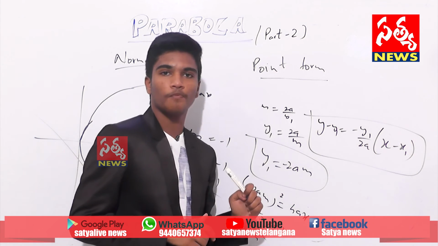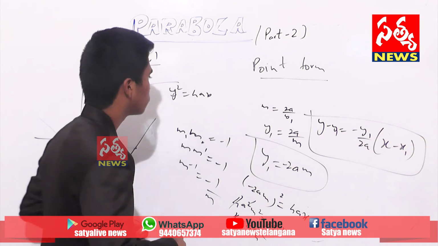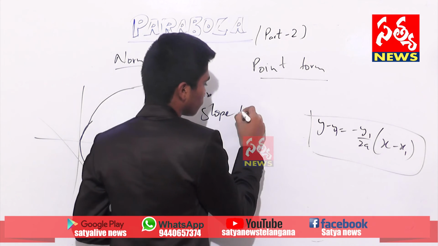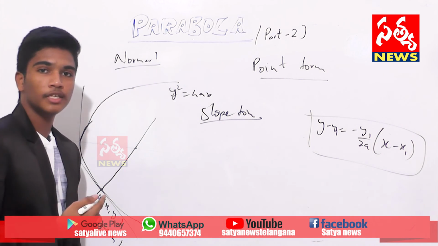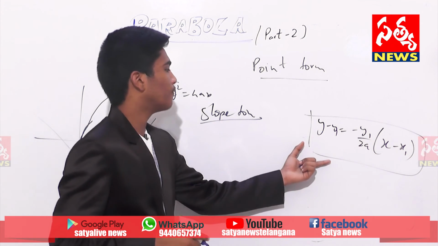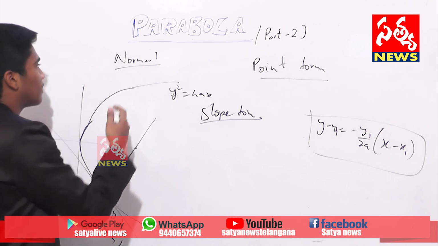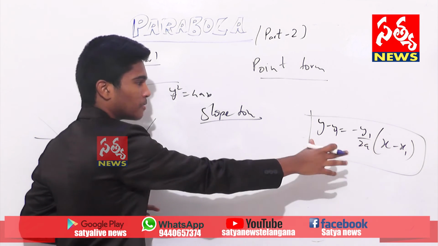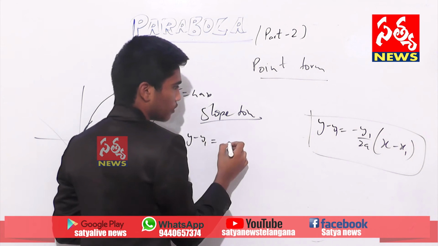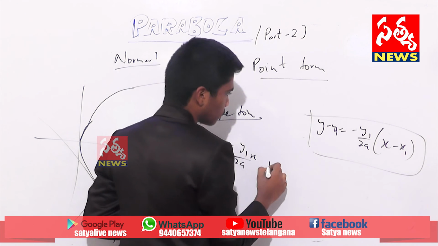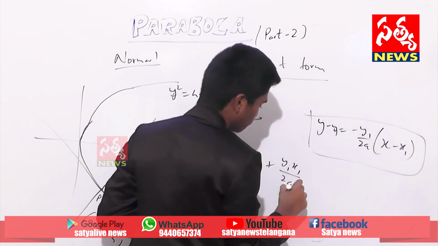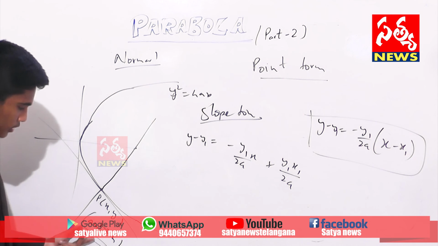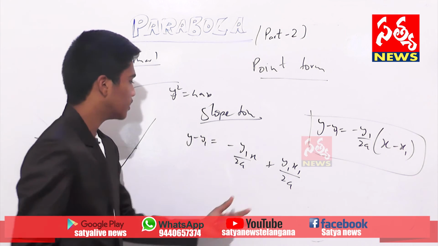Next, let's see the slope form. Slope form is very important. Let's derive it. Next is slope form. As we discussed in the tangent, everything will be derived from the point form. Same in the normal also, everything will be derived from the point form, okay? Now, first of all, expand that point form. y minus y1 equals to minus y1 by 2a into x plus y1 x1 by 2a. Now here, simply put the values of x1, y1, which are am square and minus 2am in this equation.